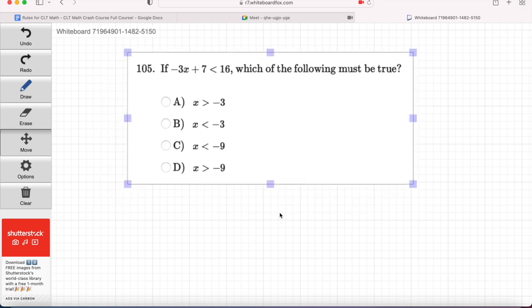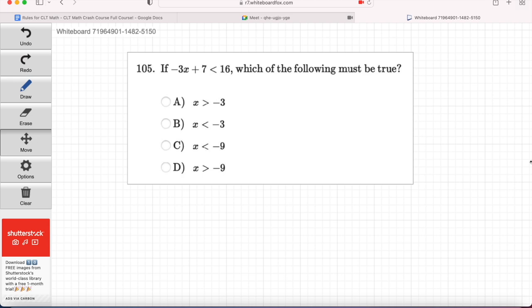All right, go ahead and read question 105 for us, please. If negative 3x plus 7 is less than 16, which of the following must be true? Okay. You understand what we're solving for here? I think so. Yeah. Seen a lot of little Pac-Men. Yeah, a lot of them. All right, so we can test these, right? Let's start with answer choice A.